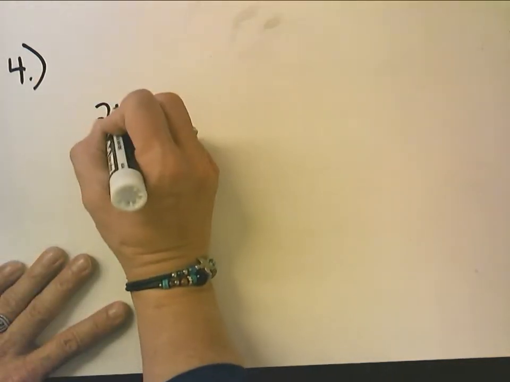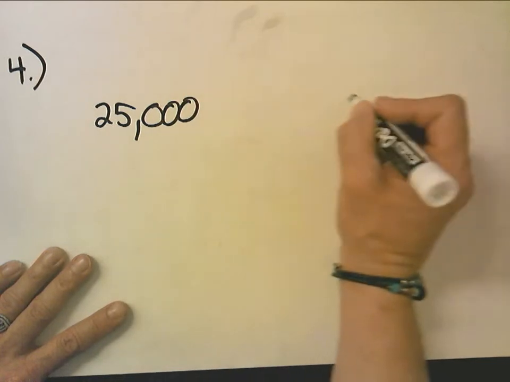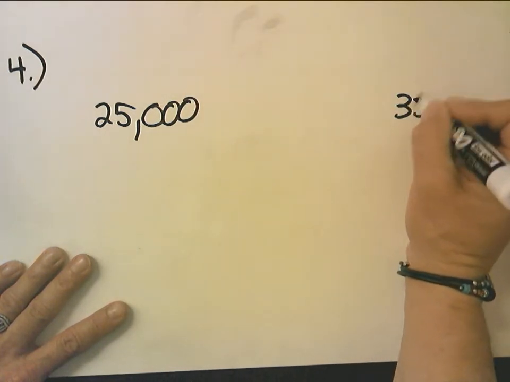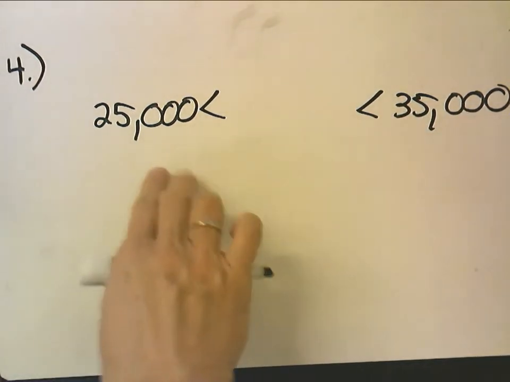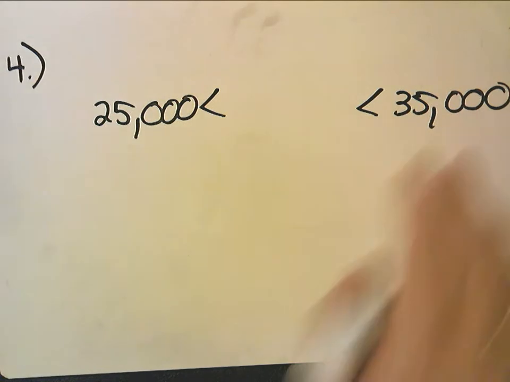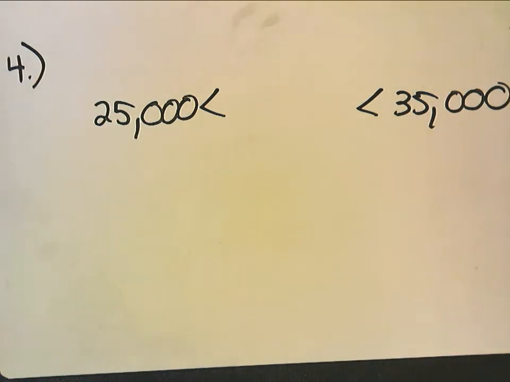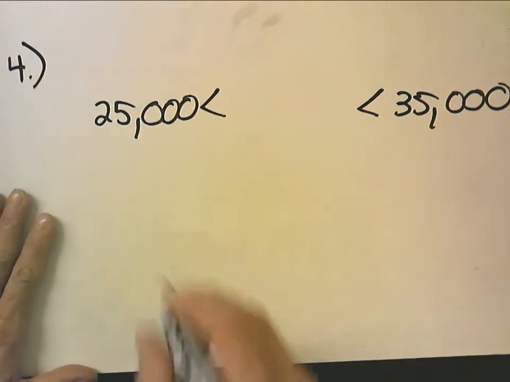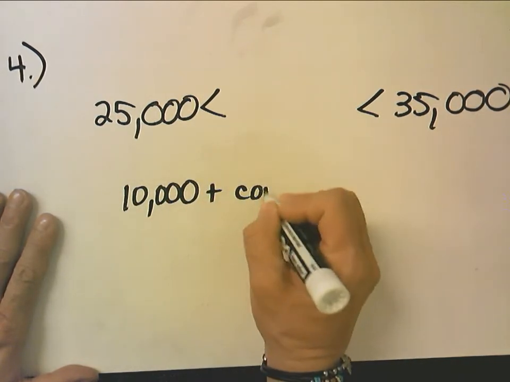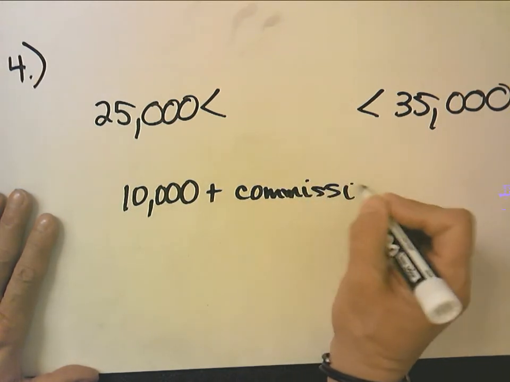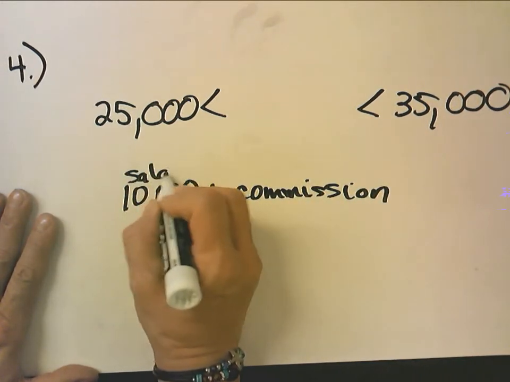He wants to get an income in between $25,000 and $35,000. So I know whatever this is going to be in between $25,000 and $35,000. Well, how do we figure out his total income? Well, his total income is his salary, which is $10,000, plus his commission. Okay? So total income is salary plus commission.